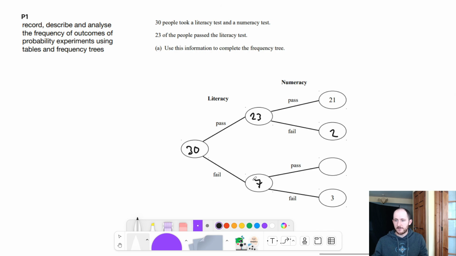Likewise here, 7 people failed and they're split up into 3 people who failed the numeracy test. And how many people passed? Well, it must be 4, because this 7's being split up into those 2 numbers. Okay, it needs to still add up to 7.